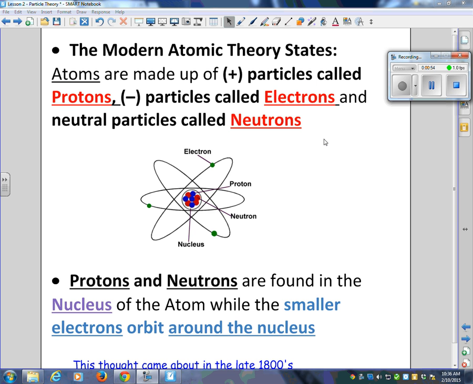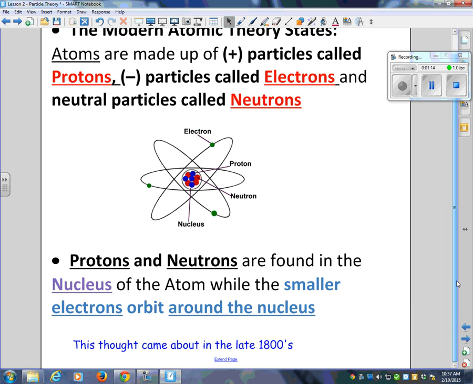Jared, do you know that already? Yeah, you should, right? And that's kind of what they look like. The nucleus has the protons and the neutrons, and the electrons are whizzing around the outside. Protons and neutrons are found in the nucleus of the atom, while the smaller electrons orbit around the nucleus. So this sort of started to come around about the late 1800s, about when I was born.